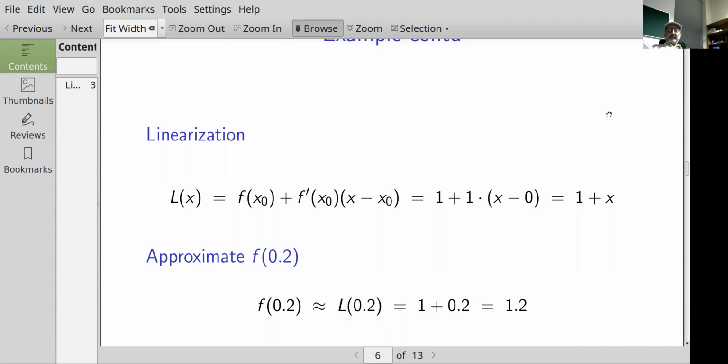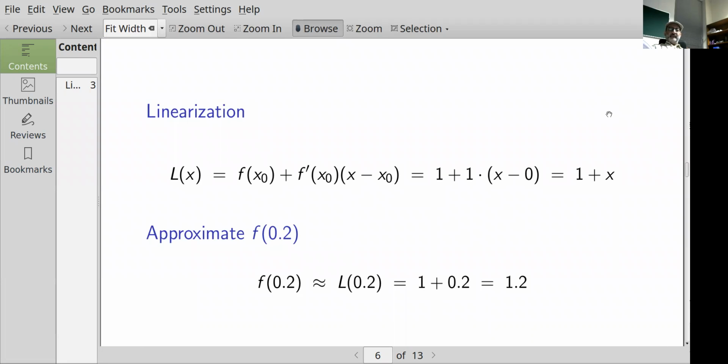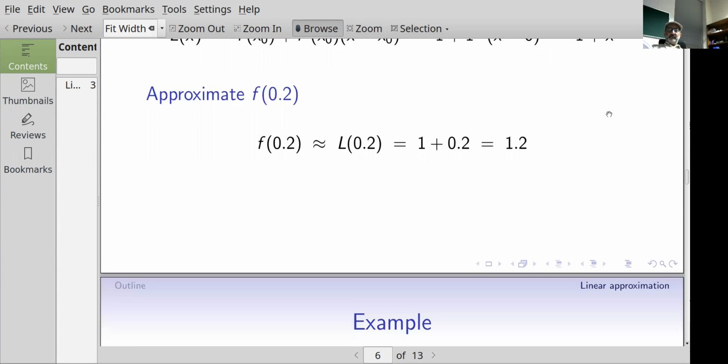Then our linearization formula is this. L of x equals f at x naught plus f prime of x naught times x minus x naught. Here x naught is equal to 0. So f of 0 is 1. F prime at 0 is 1 times x minus 0. And that simplifies to 1 plus x. Now if we approximate f of 0.2, f of 0.2 is approximately equal to L of 0.2, which is equal to 1 plus 0.2, which is 1.2.